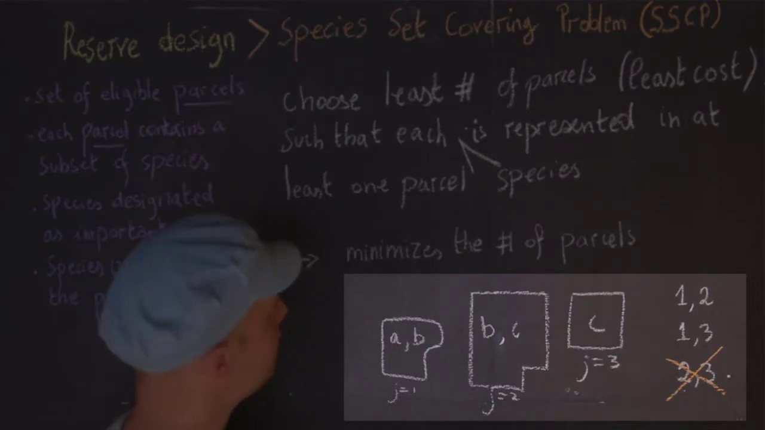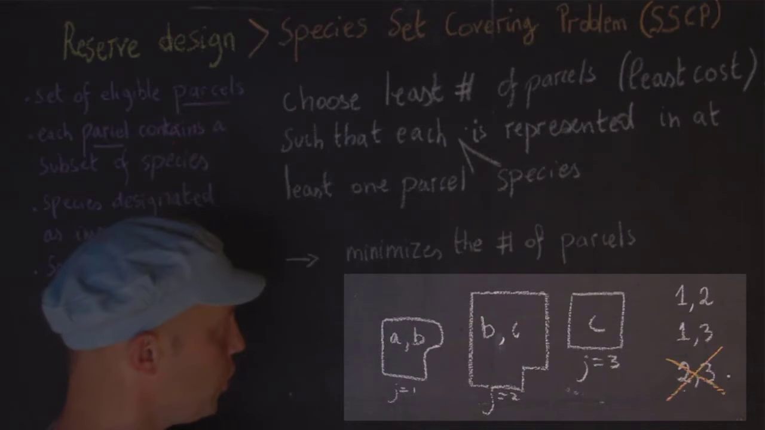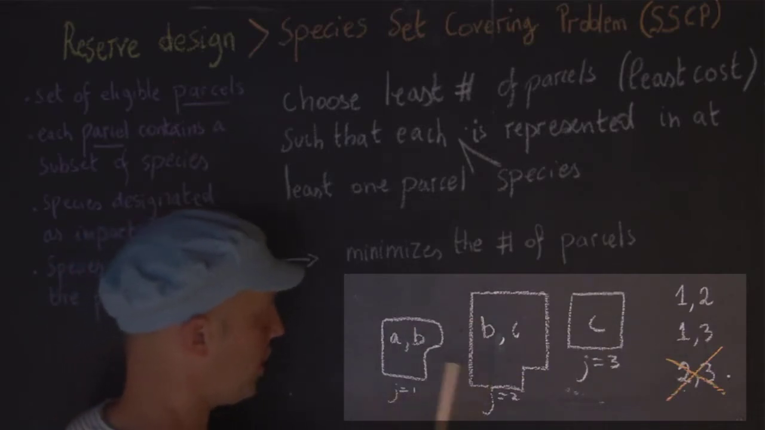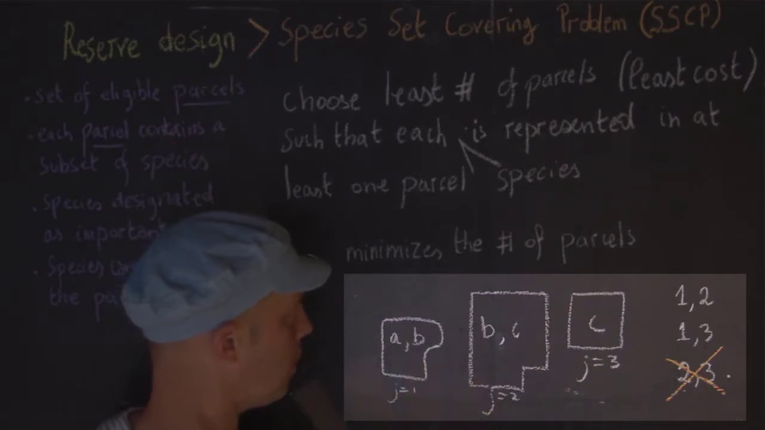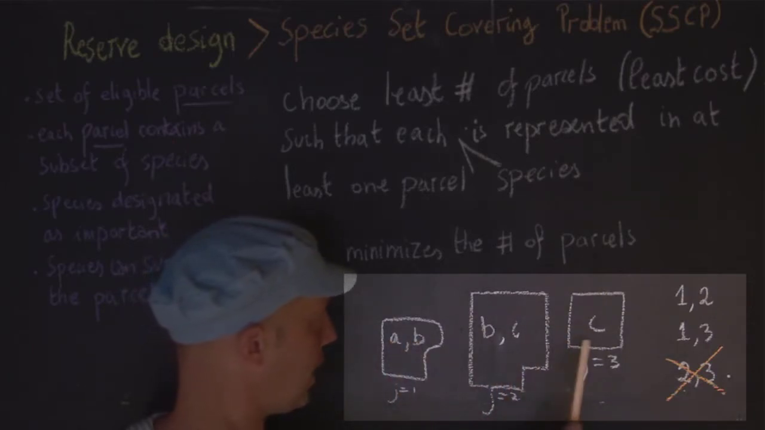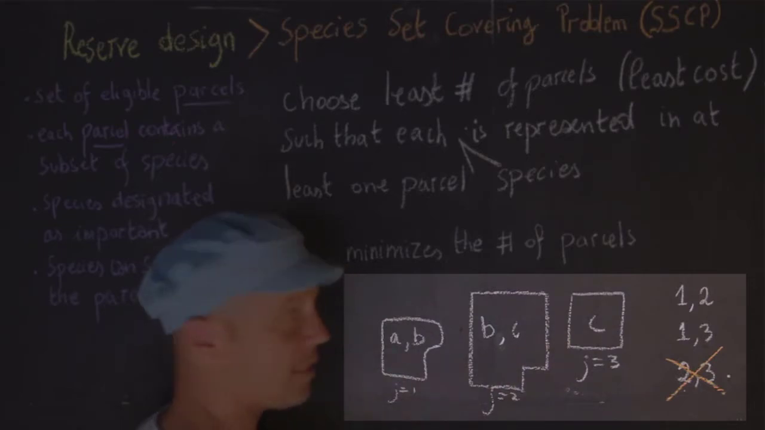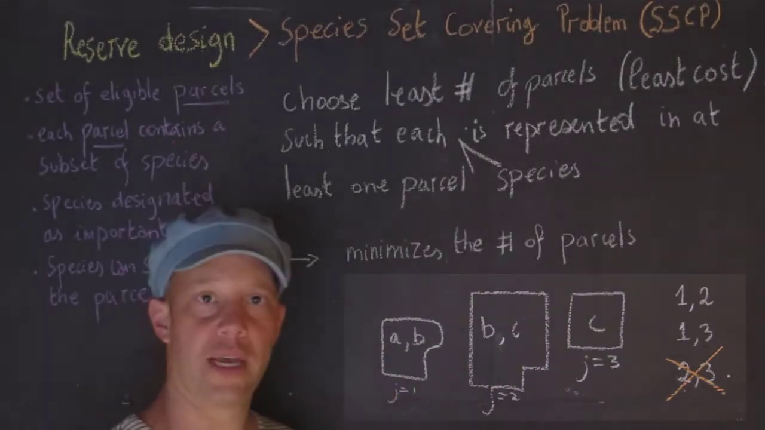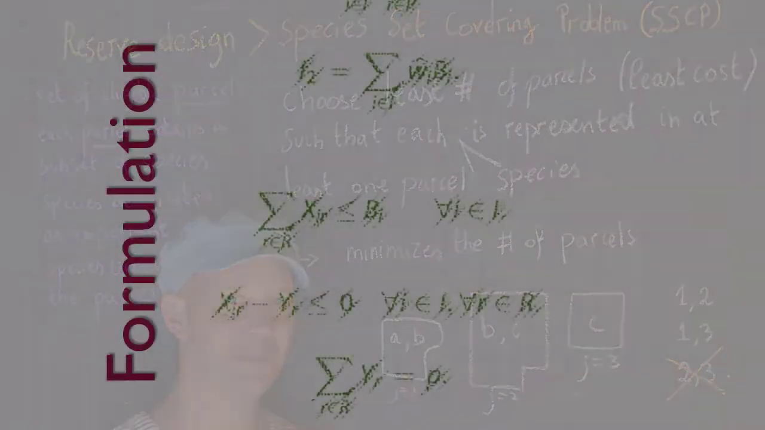So if the objective is to minimize the number of parcels so that each species is represented, you could have a combination of 2 parcels. You at least need 2 parcels here. You could have a combination of 1 and 2, right? Because then A, B, and C are represented. You could have 1 and 3 because then A, B, and C are represented, but you couldn't have 2 and 3, because if you have 2 and 3, then A is not represented, right? So we need to take that into account. Let's go and move into the formulation of the problem.